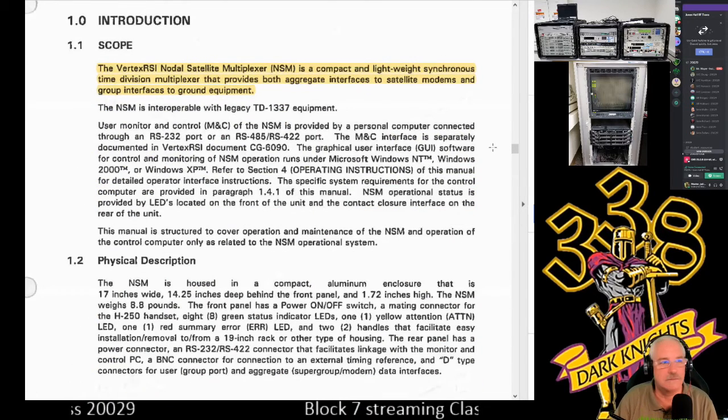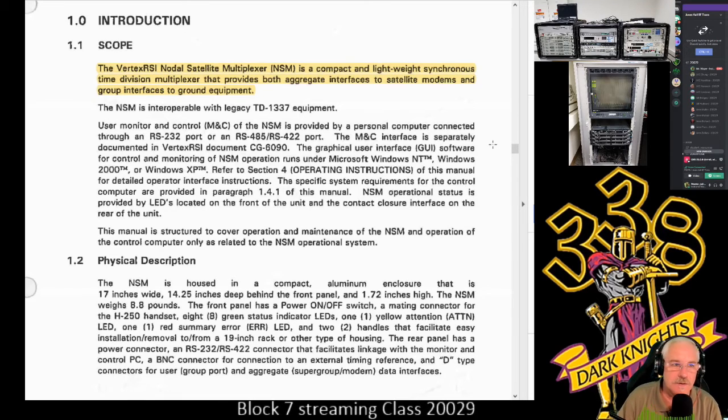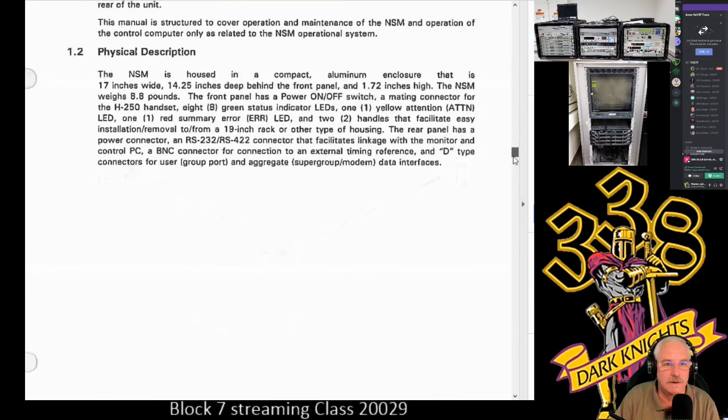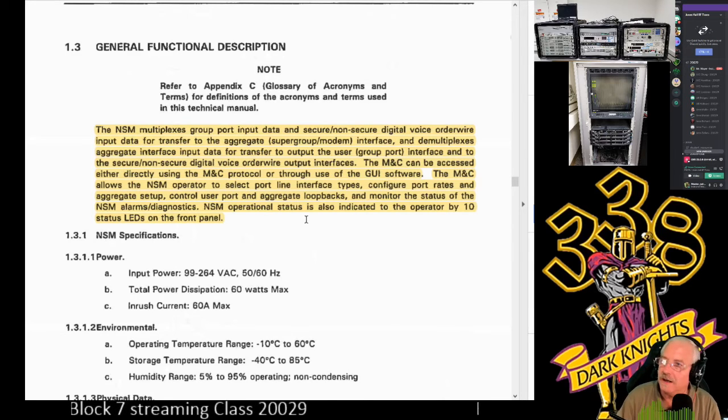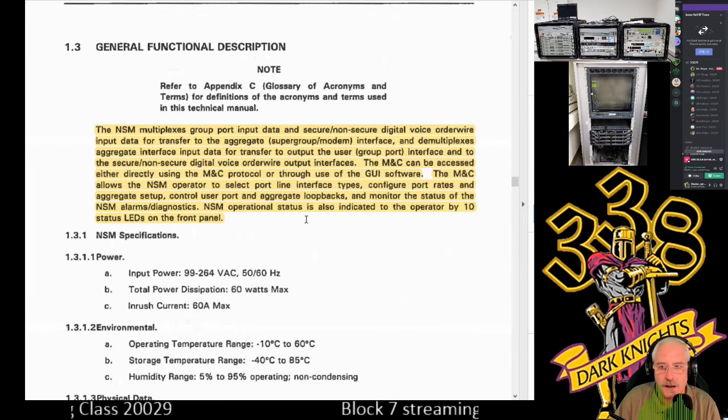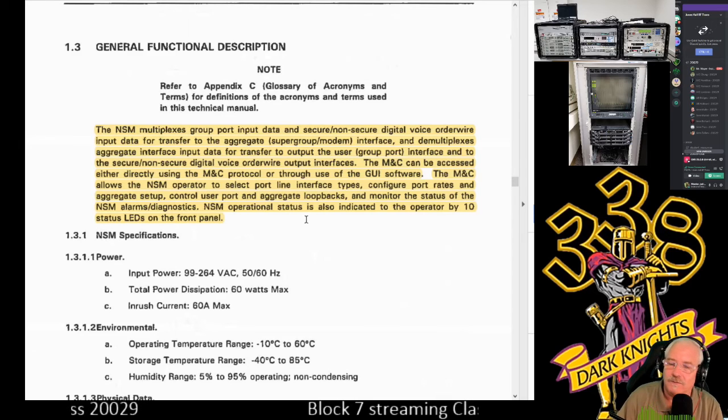Introduction. This is 1.0. Scope 1.1 just gives you an idea of what it is. Physical description. Here we go. General functional description. This is where it multiplexes all this type of data and then it talks about demultiplexes. Now with this in mind, it doesn't give you a whole lot as far as demultiplexing, but it does give you a plethora of information when it multiplexes. Just remember, anything it multiplexes, it has to demultiplex.